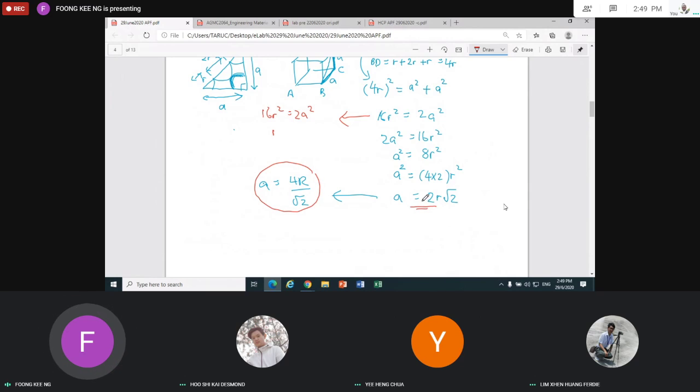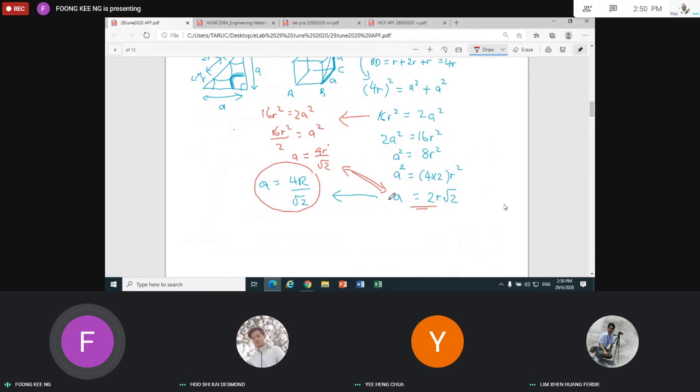So how do I change this answer to this format here? 16R square over 2 first. Yeah, 16R square over 2 equals A square. So my A is 4R over root 2, from R square. So are they the same? Yeah, they are the same. So don't be confused here. In maths, they are like this. They always play with the terms, right? They mean the same thing here, right?